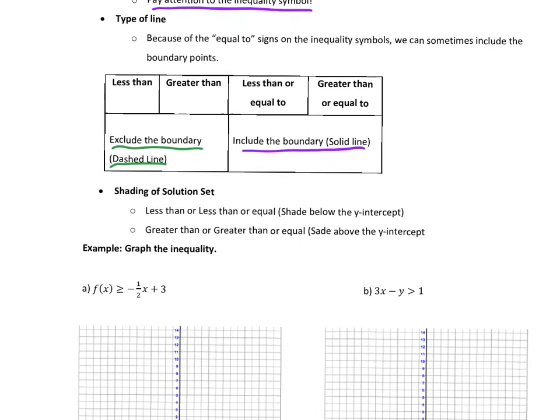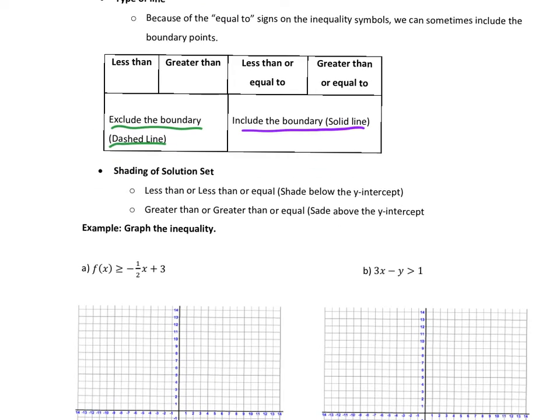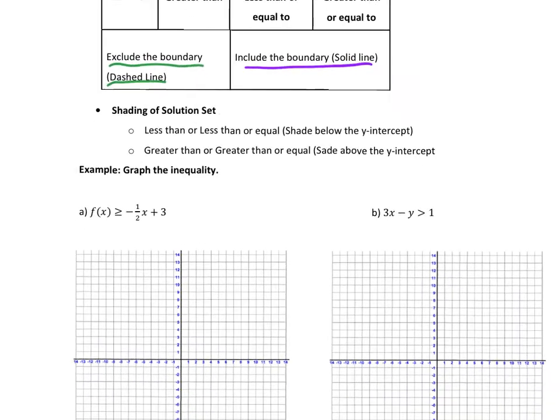And then the shading works where we could go through what we call a test point to check our shades, where you plug into the equation and you make sure it's true or not. But the easier way is to just realize that when you're shading, remember you have a starting point, the y-intercept. You're either going to shade above the y-intercept or below the y-intercept based on the symbol. If it's greater than or equal to, you're shading above the y-intercept. You want to be above your y-intercept. If it's less than or equal to, you want to be below your y-intercept. So let's start off with these right here.